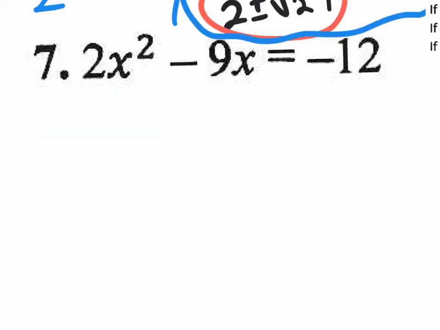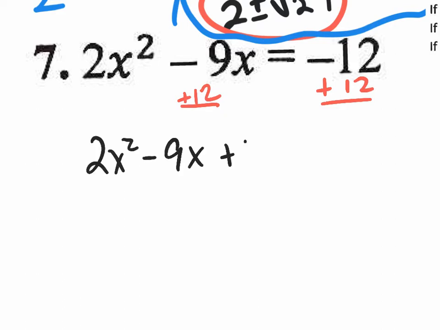Number 7, we cannot use the quadratic formula yet, because in order for you to use it, you need to have it in standard form set equal to 0. So we're going to add 12 first and add 12 over here. So our new equation will be 12x squared minus 9x plus 12 equals 0.